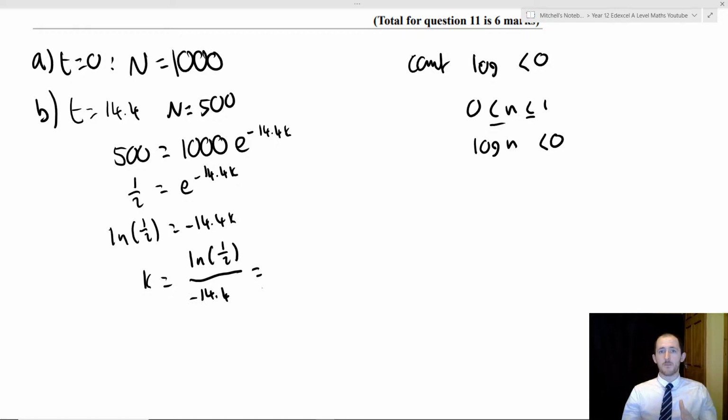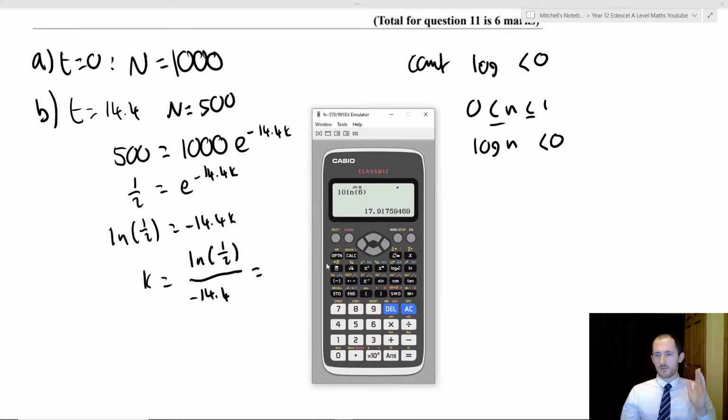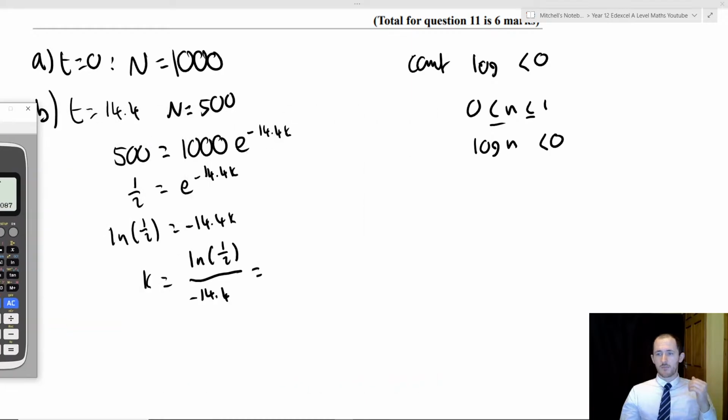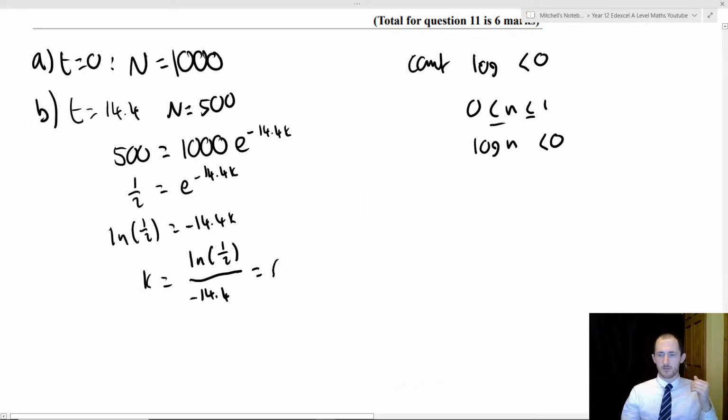The problem is that some students panic when they see they've got a negative. They're like, oh, my answer's going to be negative. That's not right. It's right. It's fine. So just make sure that you're being super aware of that. I'm going to put 0.5 instead of 1 over 2 because I'm lazy. And divided by 14.4. And look, it's a positive number. 3SF, that would be 0.0481. Remember, we only start counting from the first non-zero number.